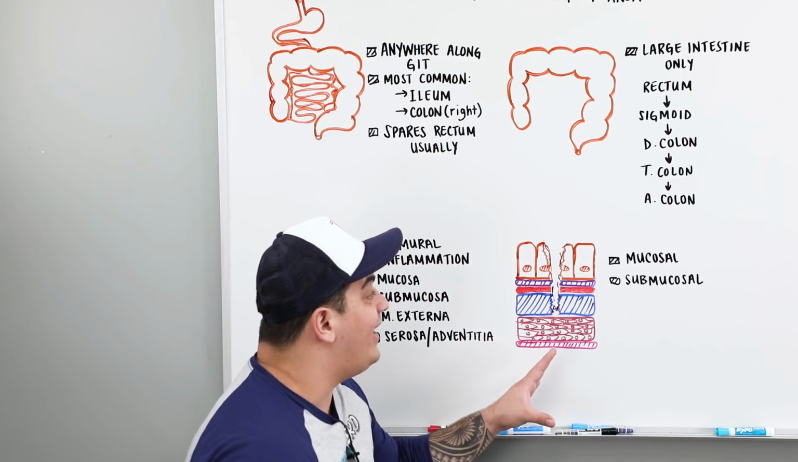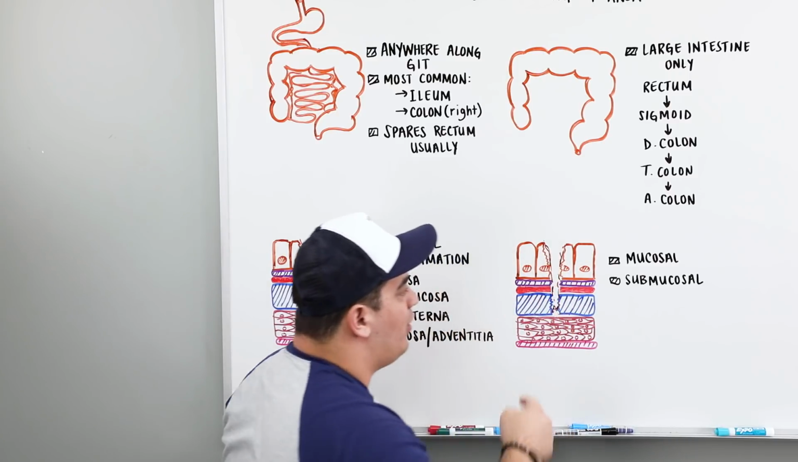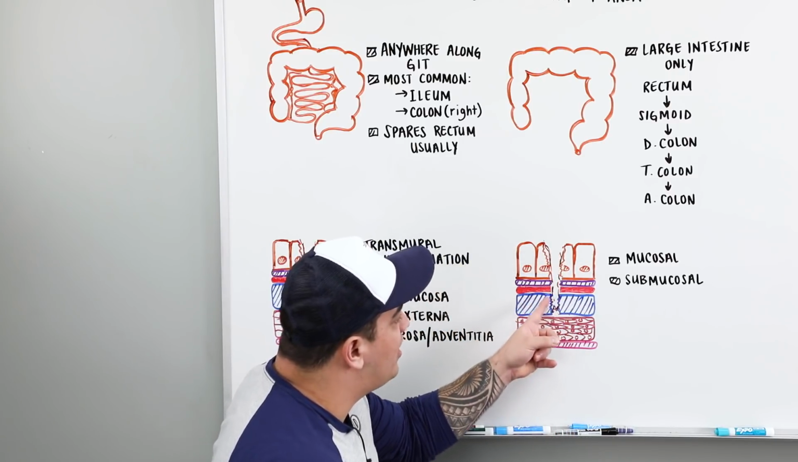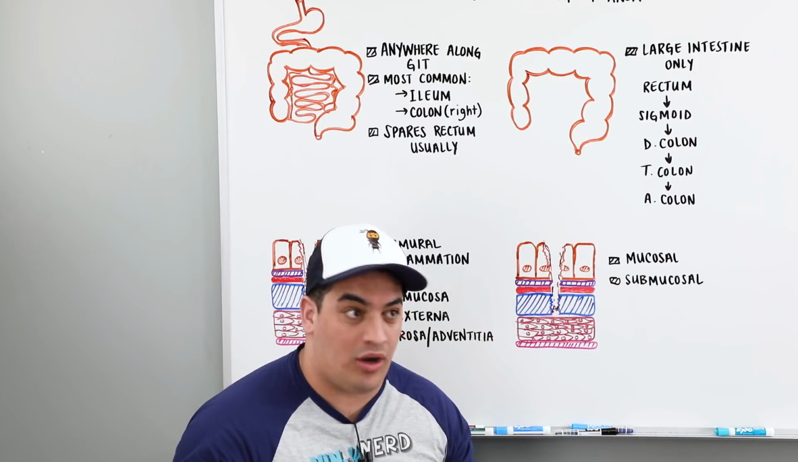Whereas with ulcerative colitis, it only involves the mucosa and submucosa. So you get ulcerations or lesions that involve only the mucosa and submucosa. That's that part of causes and pathophys.